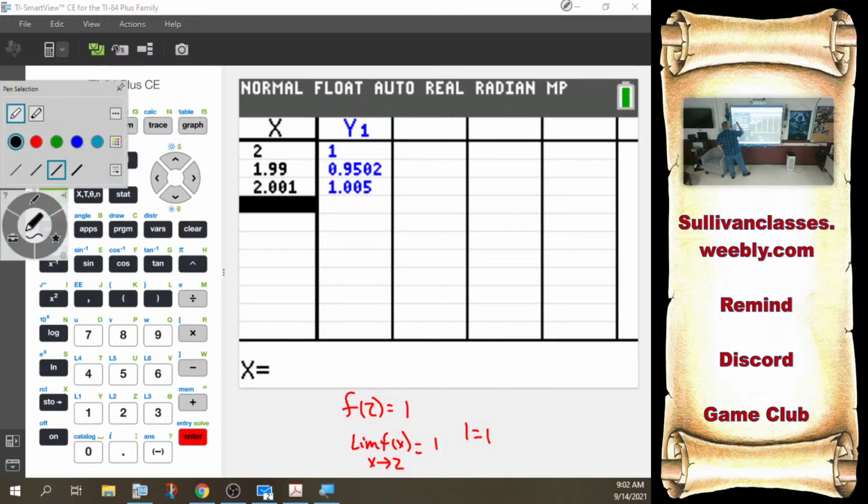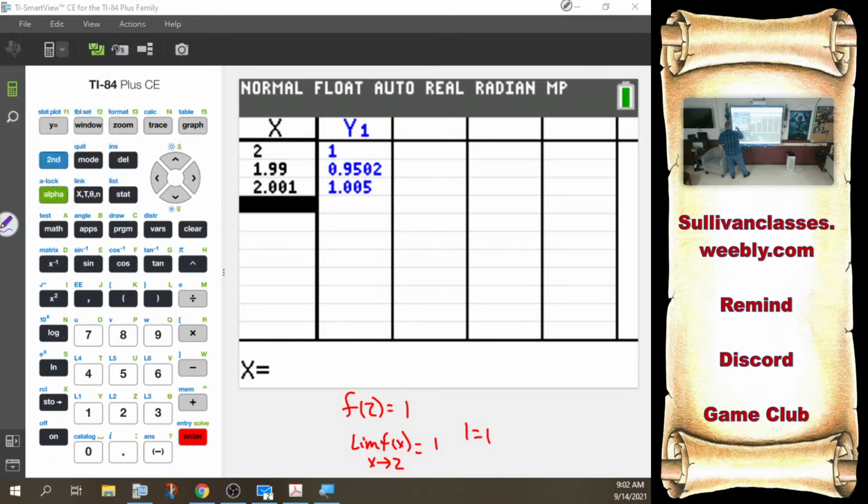So it has passed all 3 parts of my test. I can just say f of x is continuous at x equals 2. That's it. That blue and green stuff, that's all you need to have on your paper for the continuity test.